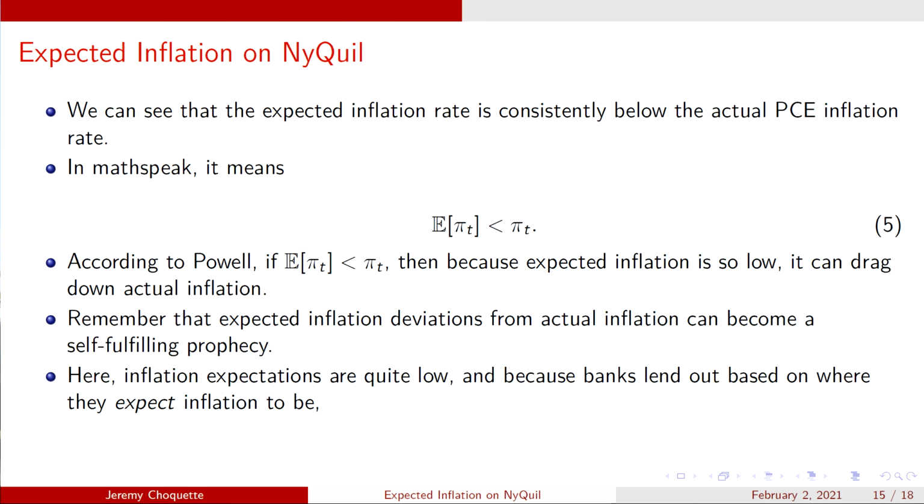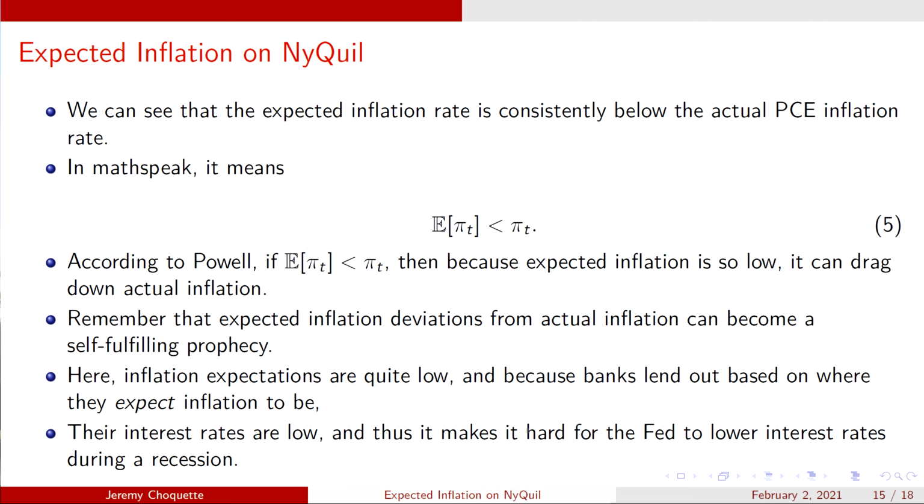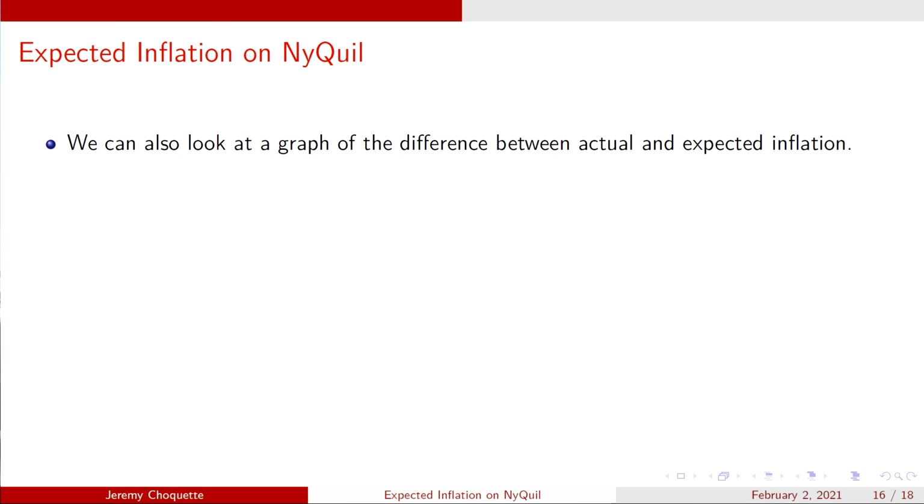Here, expected inflation is quite low, and because banks lend out based on where they expect inflation to be, their interest rates are low, and it can make it hard for the Fed to lower interest rates during a recession to try to mitigate the effects of a business cycle.